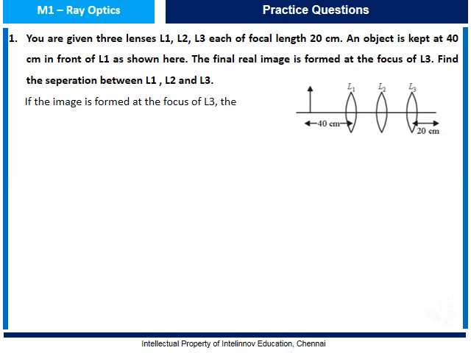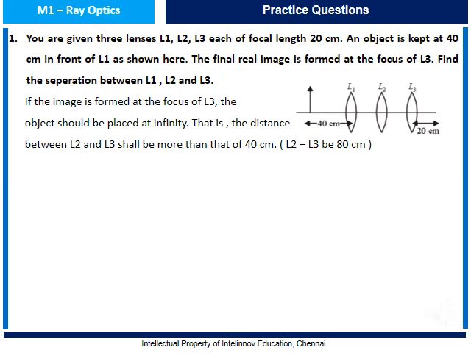The answer is as follows. If the image is formed at the focus of L3, the object should be placed at infinity. That is, the distance between L2 and L3 shall be more than 40 cm. Why have we taken 40 cm? Because 40 cm is the center of curvature, and hence the infinite distance should be more than the center of curvature. Let us assume the distance between L2 and L3 to be 80 cm.